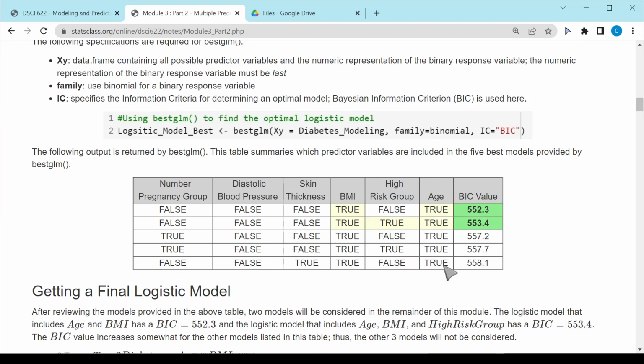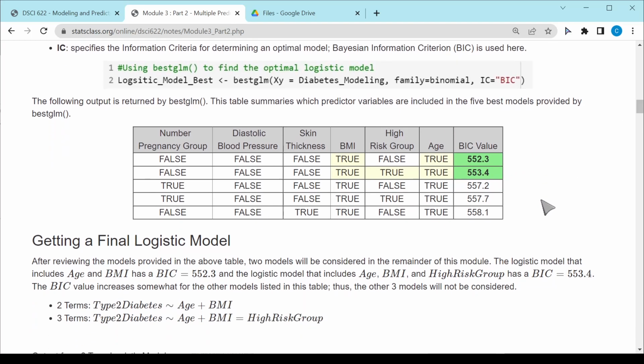So in looking at this table, I would say that there's 2 potential models that should be investigated further. The one that has the best BIC value here, which is the 2 predictor model, has 2 terms in it, that being BMI and age. And then a second model that I'm going to call 3 terms has age in it, has BMI in it, and then it has the high risk group in it. So these 2 BIC values are pretty close to one another, so I'm going to consider both the 2-term model and the 3-term model here.